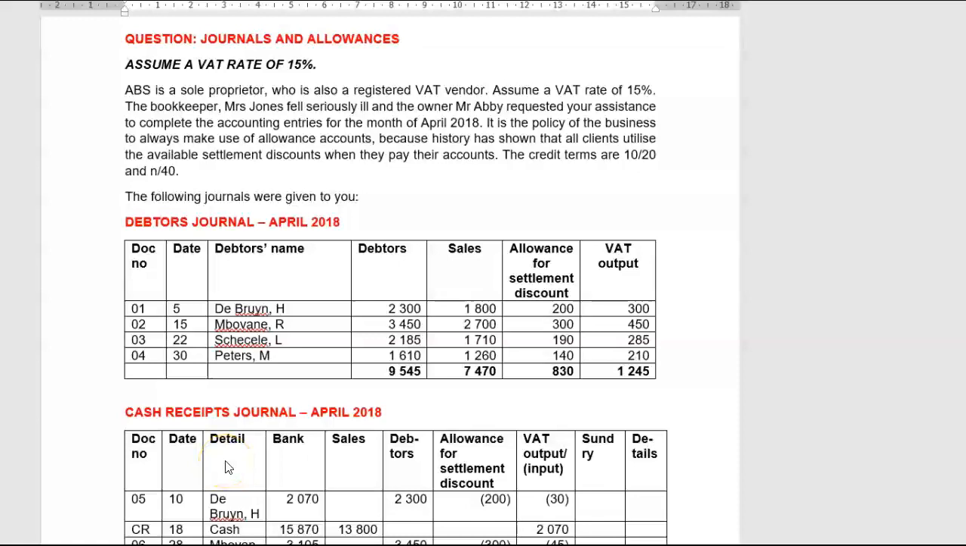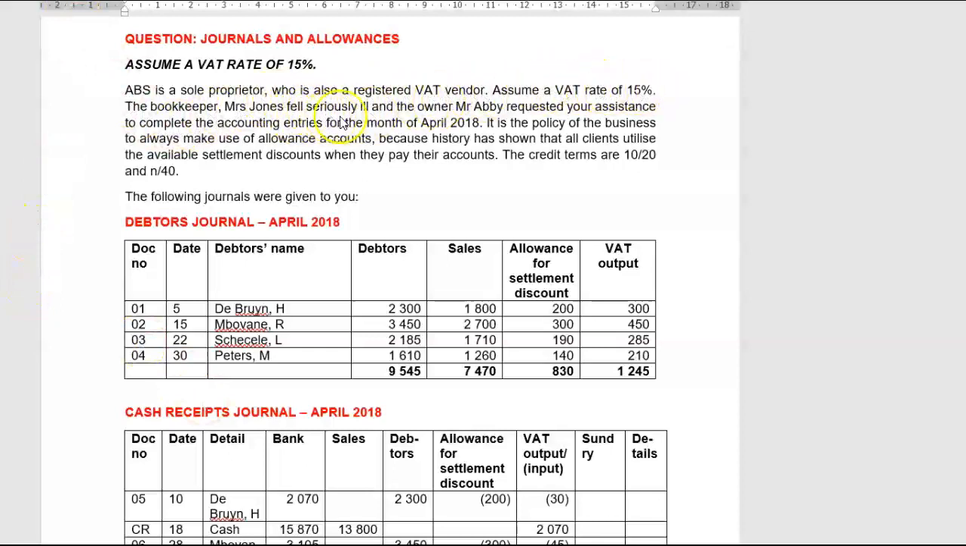Now it is very important that you understand how settlement discounts impact your subsidiary journals. Let's take this example. Assume a VAT rate of 15%. AB is a sole proprietor who is also a registered VAT vendor.